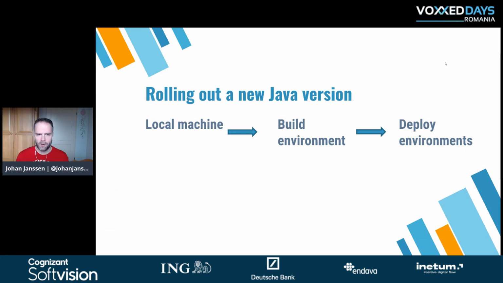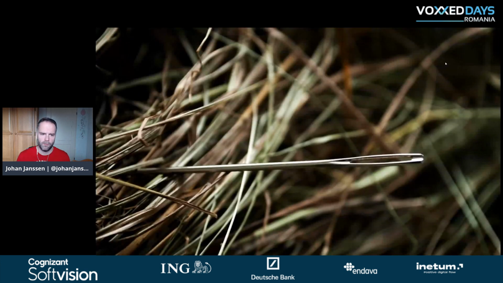Then if you roll out a new environment in general, you start with your local machine, then the build environment, and then the deploy environments. And then it can be a bit of a needle in a haystack if you upgrade from 8 to 17 at once. You don't know what version caused the issues. So it might be helpful to upgrade to a lower version and do it step by step, for instance, from 8 to 11 and then from 11 to 17. Both is possible, but if you get weird errors and you cannot really Google for them, it might be helpful to do those shorter steps.